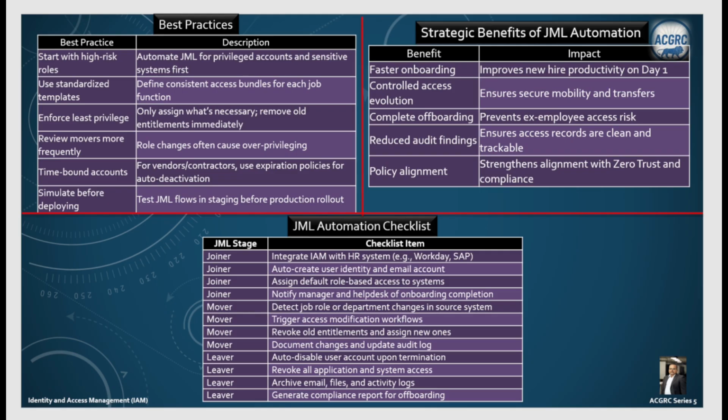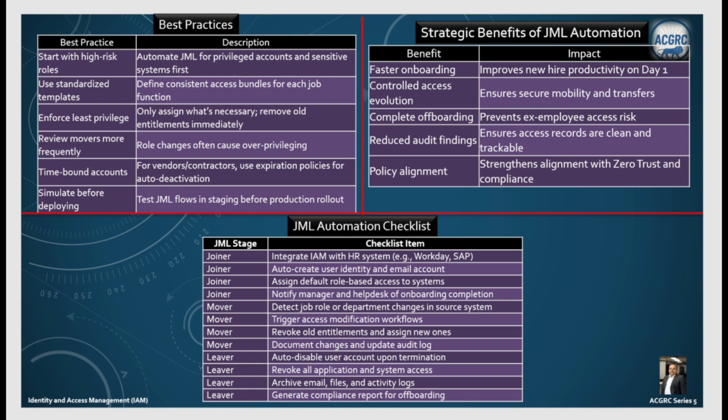So now let's look at, from a checklist perspective, how to go about doing it. First, integrate your IAM with HR system. Auto create user identity and email accounts. Assign default role based access to systems. Notify managers and help desk for onboarding completions. Detect job roles or department changes in source systems. Trigger access modification workflow. Revoke old entitlements and assign new ones. Document changes and update audit logs.